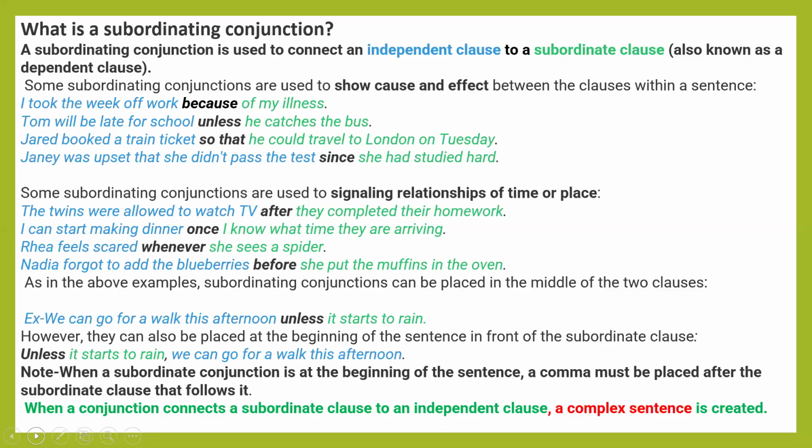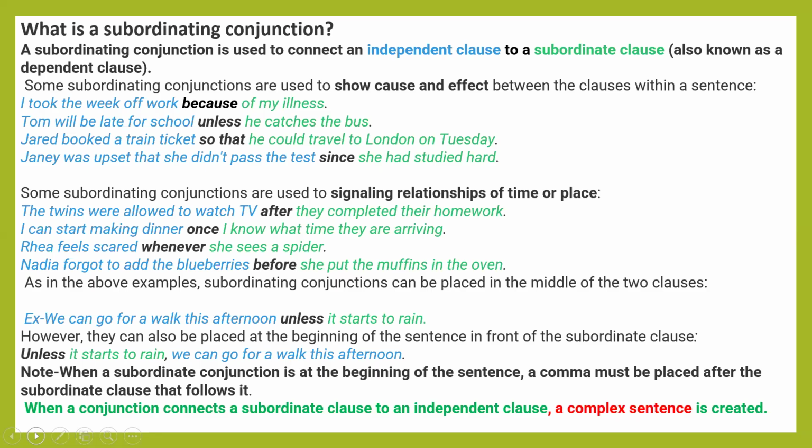Subordinative conjunction is used to connect an independent clause to a dependent clause. Some subordinative conjunctions are used to show cause and effect. There are 4 examples given in the slides. I took the week off work because of my illness. Tom will be late for school unless he catches the bus. Jared booked a train ticket so that he could travel to London on Tuesday. Jenny was upset that she did not pass the test since she had studied hard.